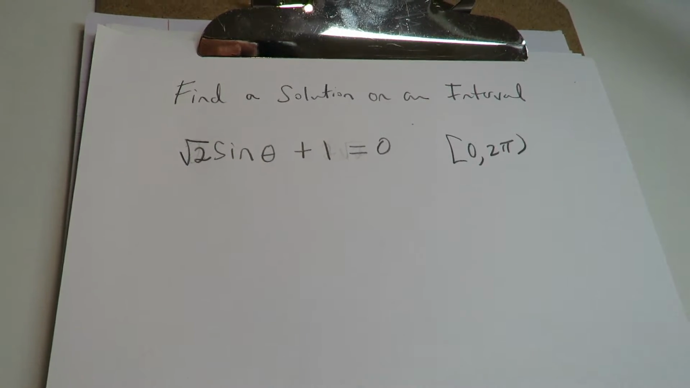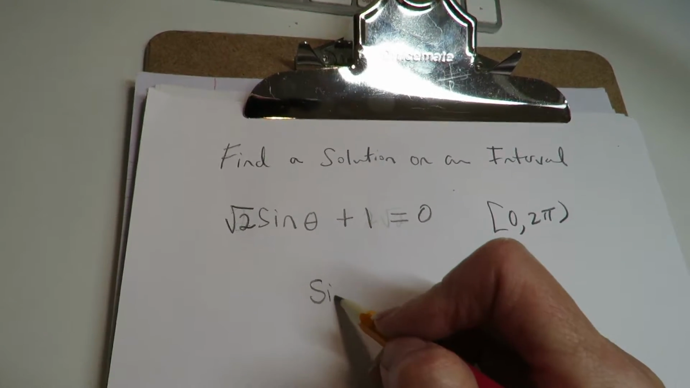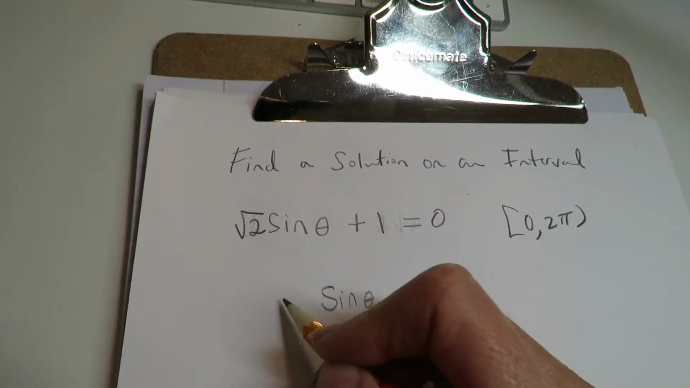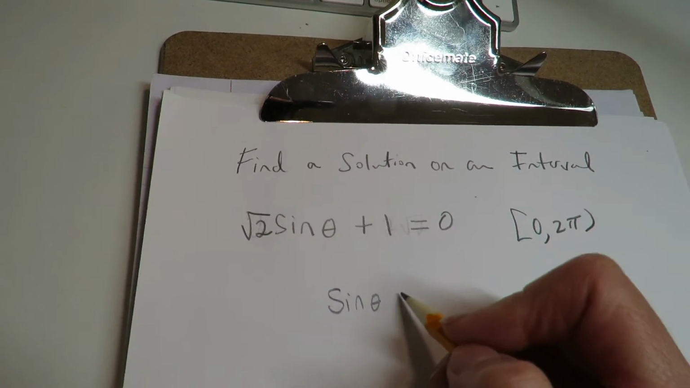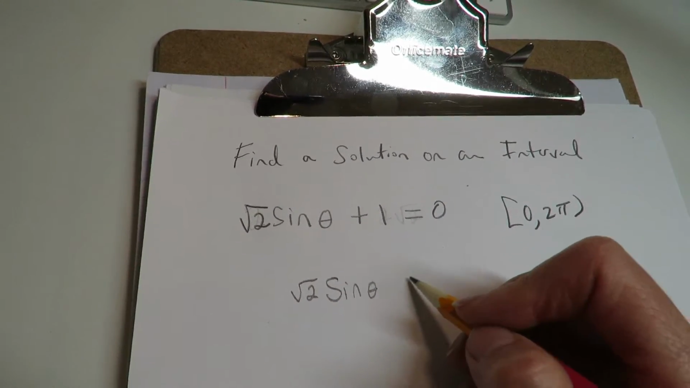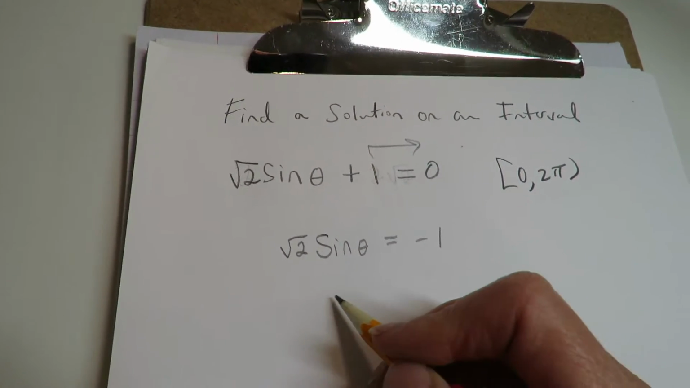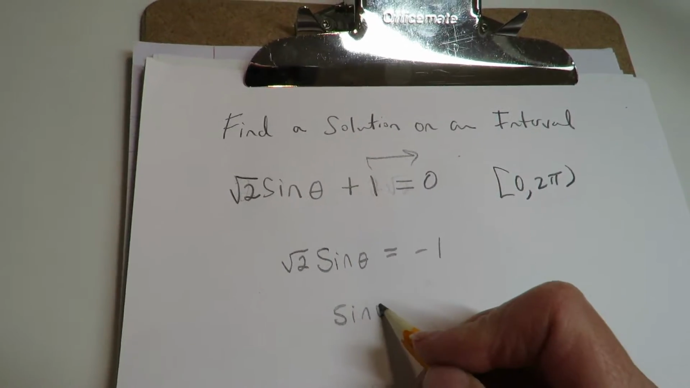If you remember the first step, we want to isolate the trig first. So we're going to do sine of theta. You got to move the 1 over. So radical 2 sine theta, move the 1 to the other side, so this equals -1. Divide off the radical 2.